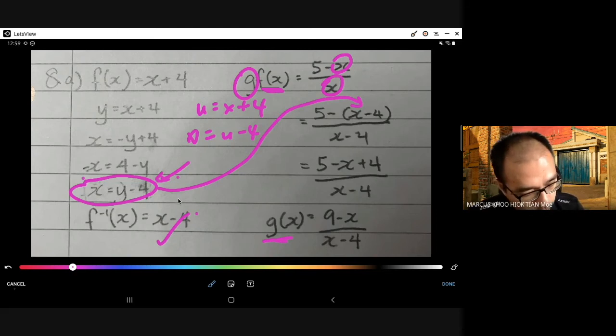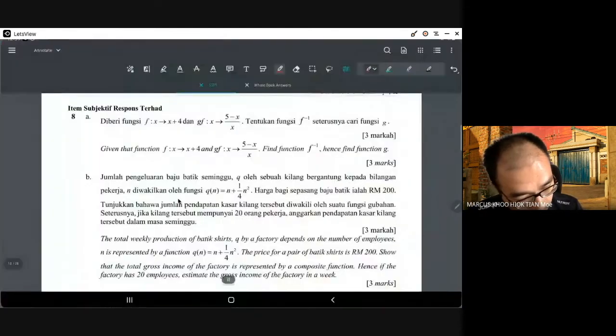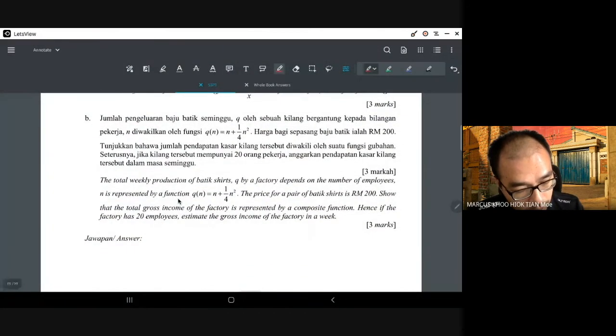All right, good. But what happened to 8b? What's wrong with 8b? The total weekly production is this one. The price for a pair of batik shirts is this one. Show that the total gross income of the factory is represented by a composite function. Hence, if the factory has 20 employees, estimate the gross income.